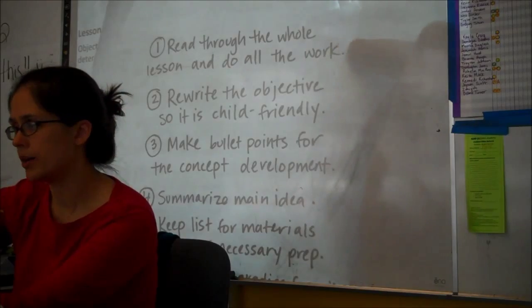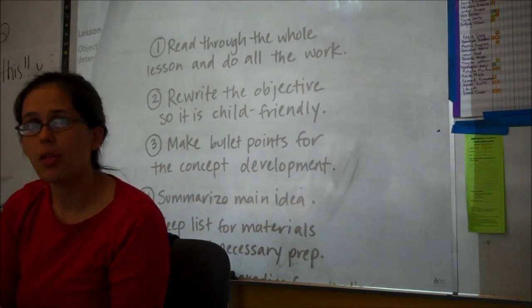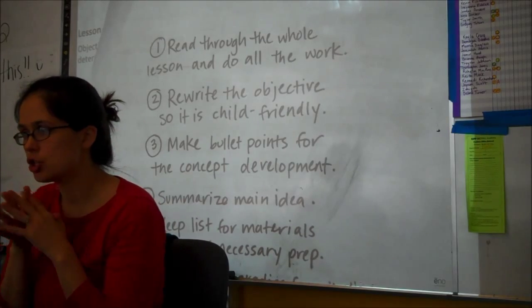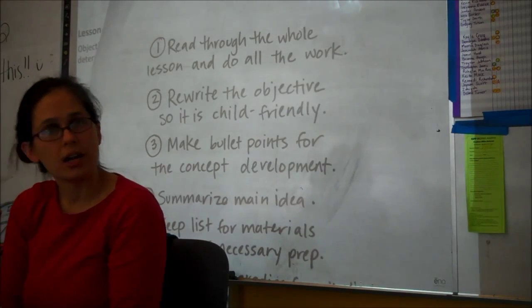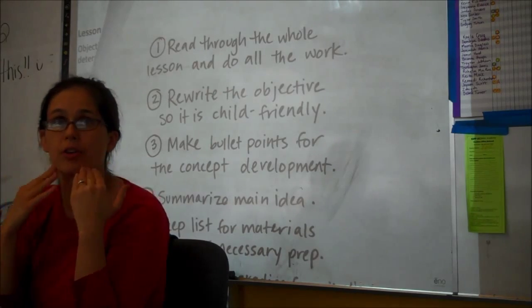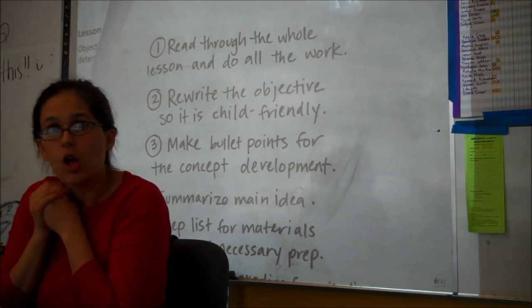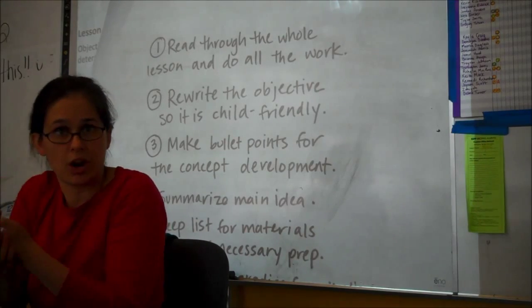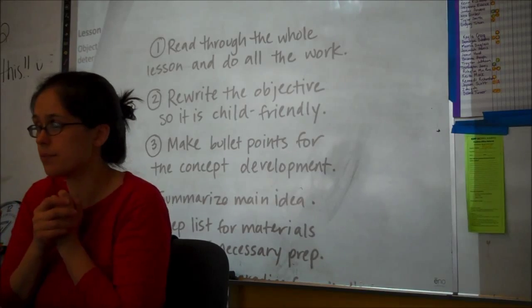These are the steps that I would say you would do when you're planning a lesson. 1, read through the whole lesson and do all the work. First of all, get yourself very familiar with it. 2, rewrite the objective so it's child friendly. That's both an exercise for you in thinking how you're going to tell the kids what they're doing that day, but also then you will be able to share it with the kids in a way that they understand.